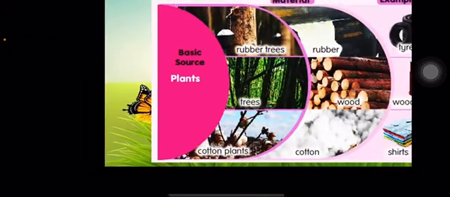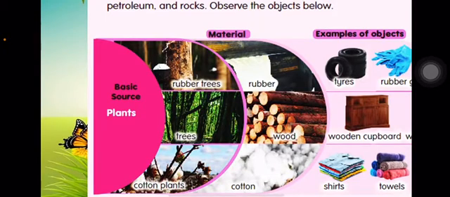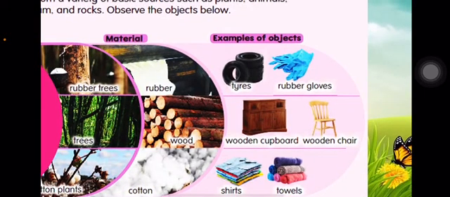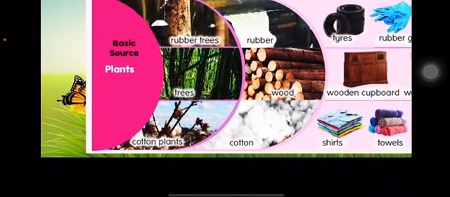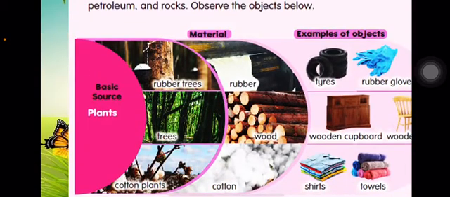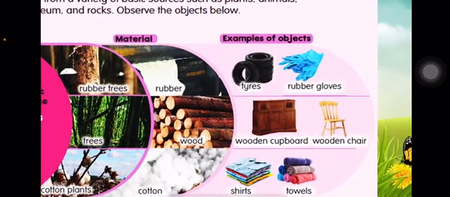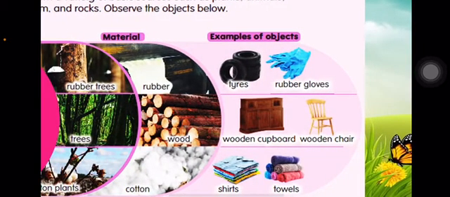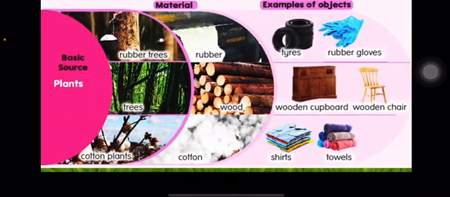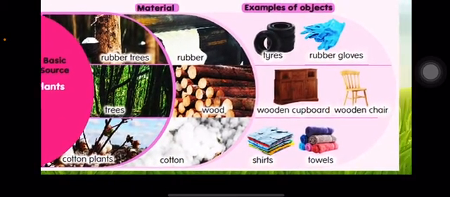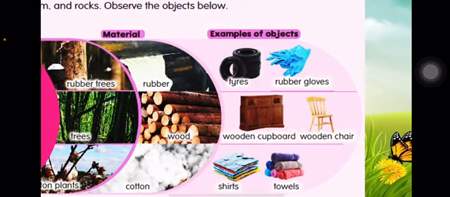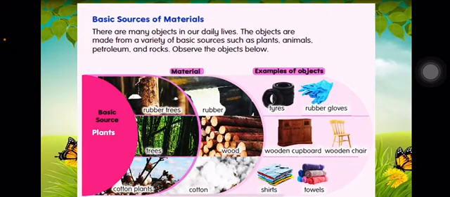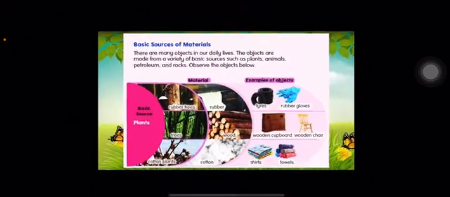Plants, for example rubber trees, give us rubber. Then we can make some objects from the rubber, like tires and rubber gloves. Second one, trees in the jungle give us wood, and we can make some objects from the wood, like a wooden cupboard and a wooden chair. Number 3, cotton plants. We get cotton, and shirts and towels we can make from the cotton. So our first basic source of materials is plants.